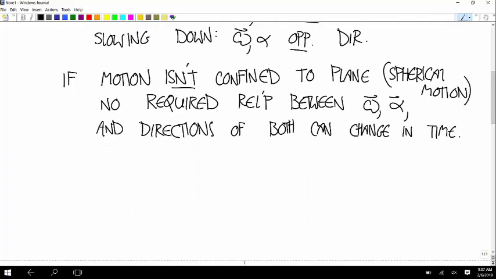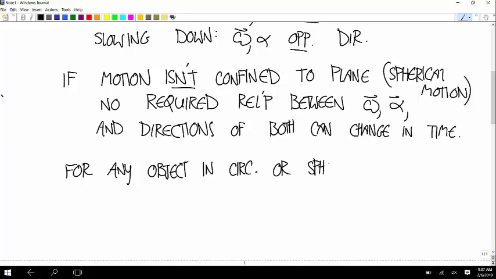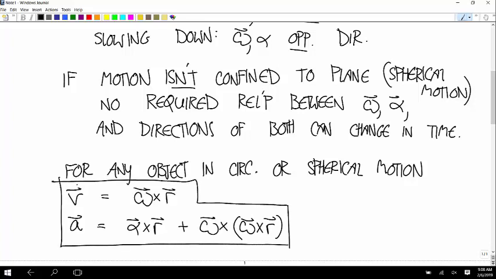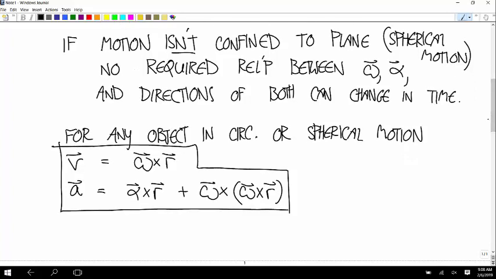So now here are the two big equations that we're going to use. For any object in circular or spherical motion, the velocity vector is equal to the angular velocity crossed with this vector r. I'll tell you what r is in a second. And the acceleration vector is equal to alpha cross r plus omega cross quantity omega cross r. We're going to see these are going to be really important equations in this class.